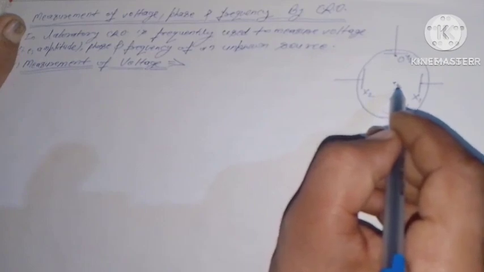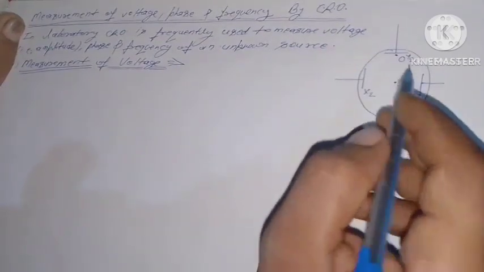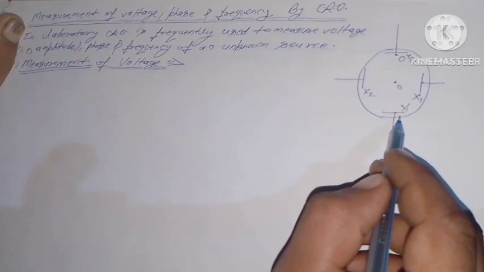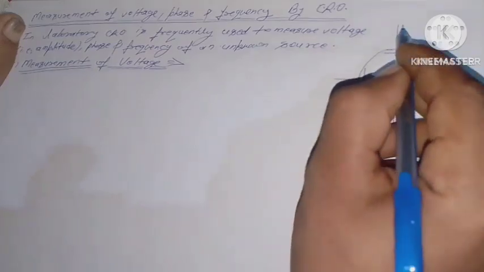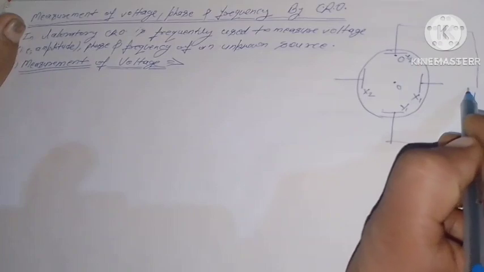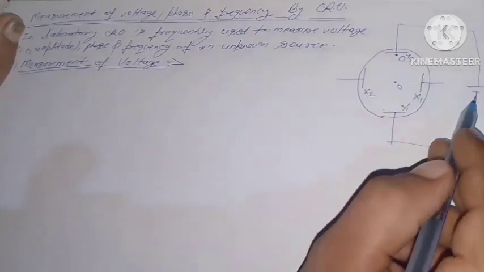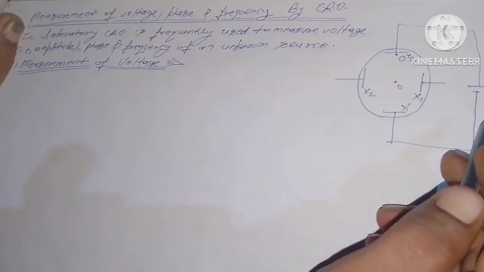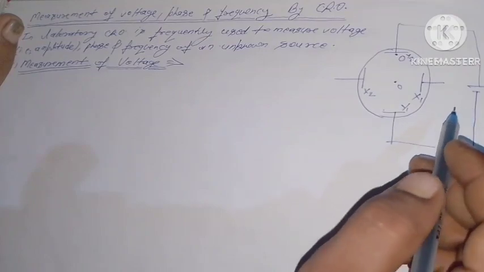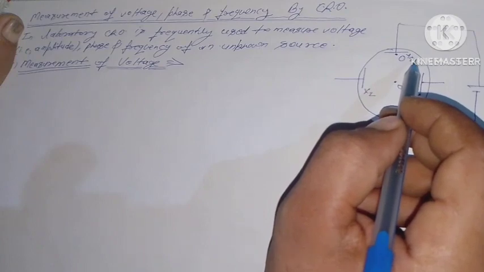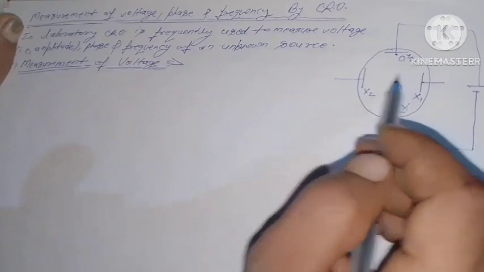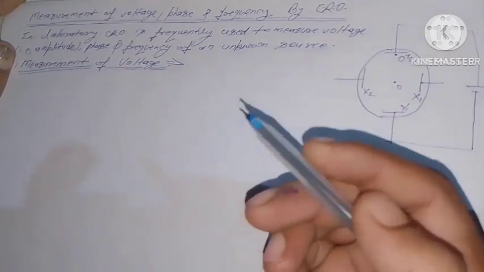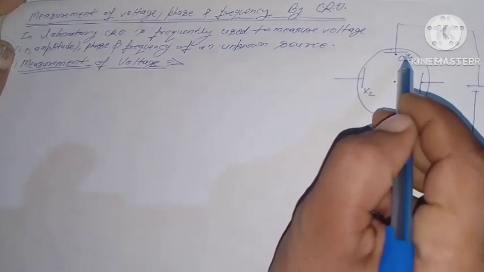If a DC voltage is now applied by connecting Y2 to the positive and Y1 to the negative of the DC source, the spot of light is displaced towards the positive plate Y2 and appears at O dash instead of O. This is the displacement of the spot, O dash.